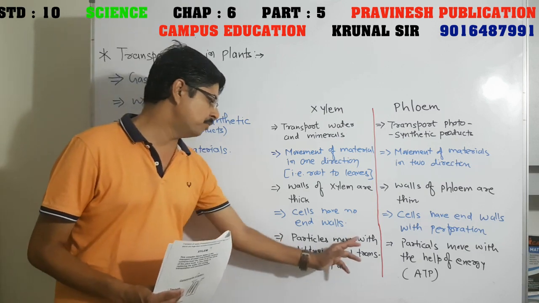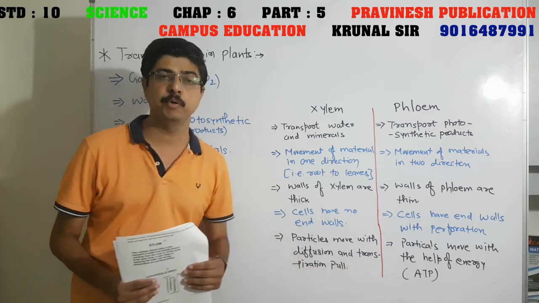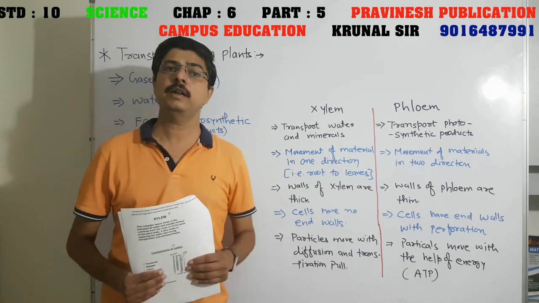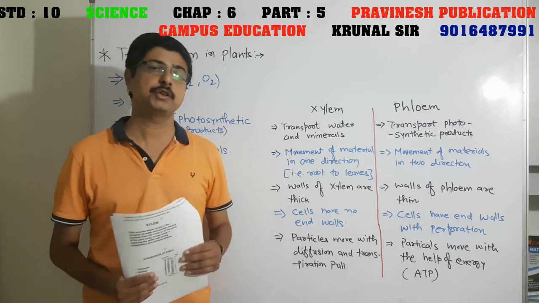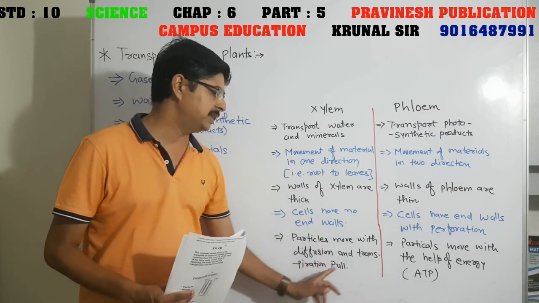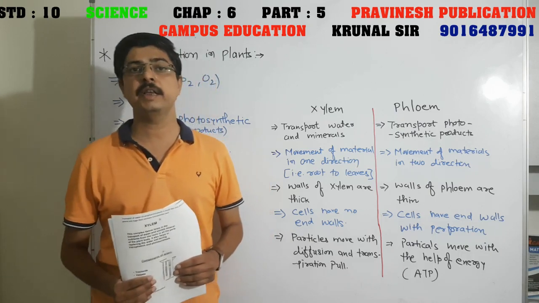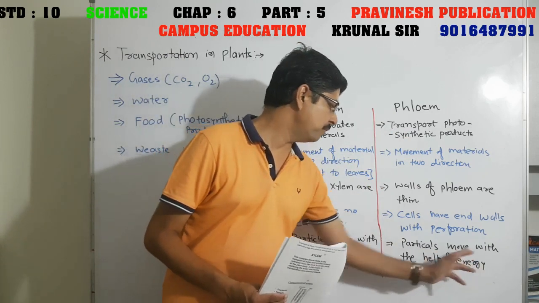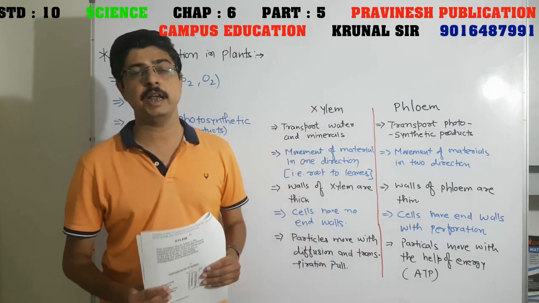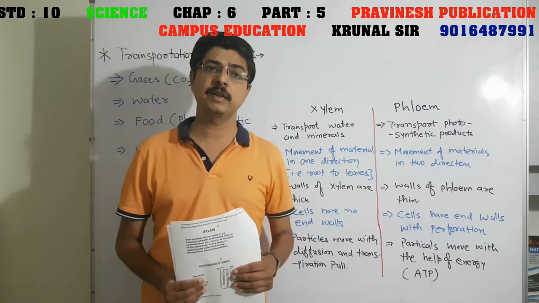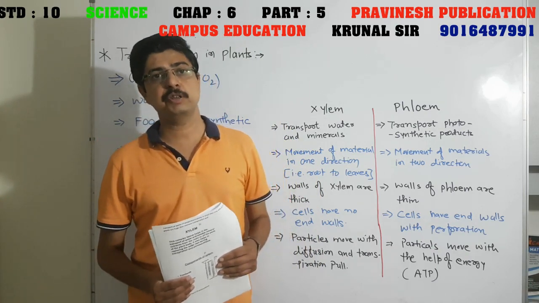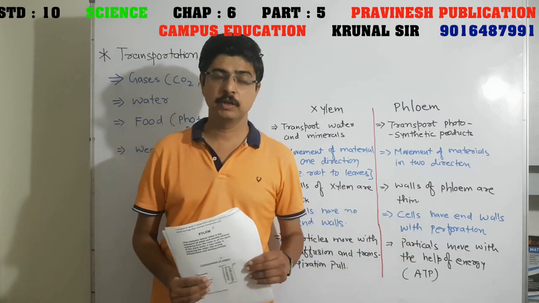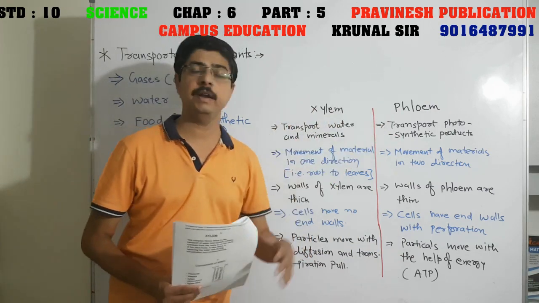Next, particles move with diffusion and transpiration pull. So here in xylem only physical forces are used to move the material. Which two forces? One is diffusion and the second one is the transpiration pull that is created by the stomata. On the other hand, in phloem, particles move with the help of energy, that is ATP. Whatever ATP is created during the respiration process in plants is used to move the substances in phloem. So this is the difference between xylem and phloem.